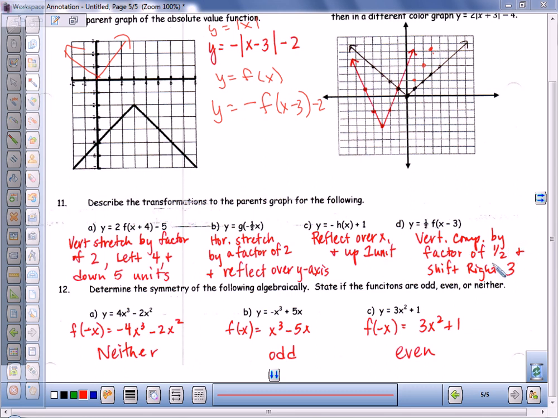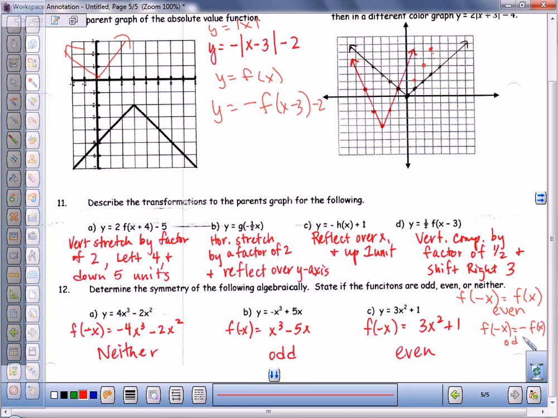Okay, number 12. How do we determine symmetry algebraically? A minute ago we did it graphically. Now let's do it algebraically. Okay, what's our rule? If we plug in negative x and we get out the original function, it is even. If we plug in negative x and we get out the opposite of every term, it is odd. If it's not this and it's not that, then it is neither.